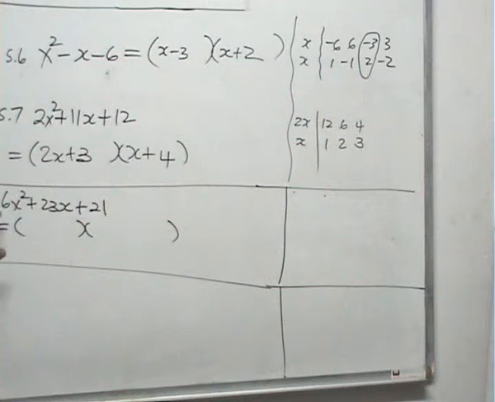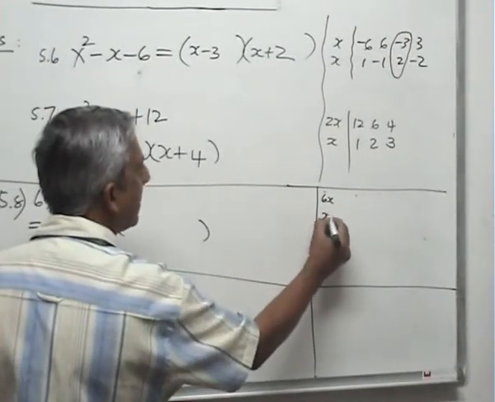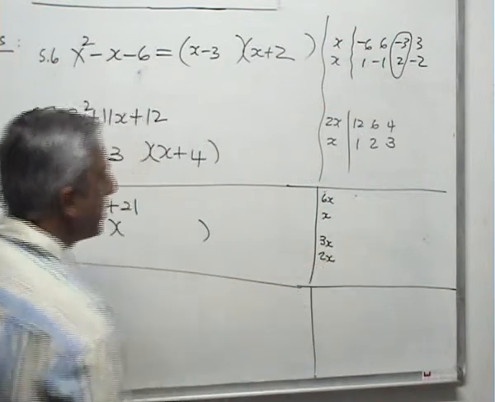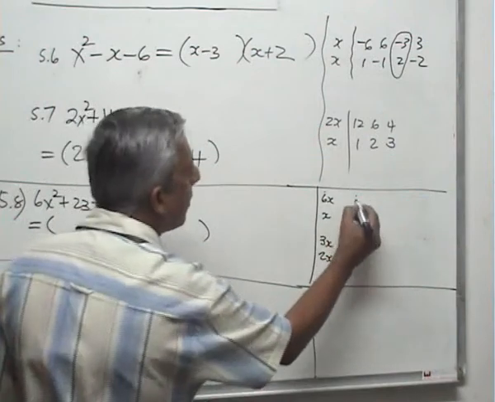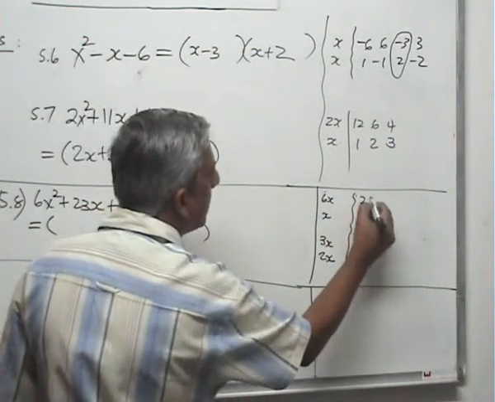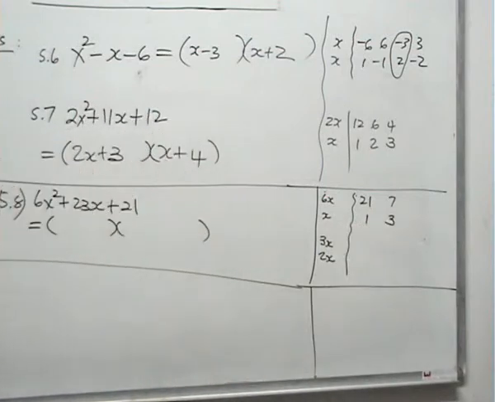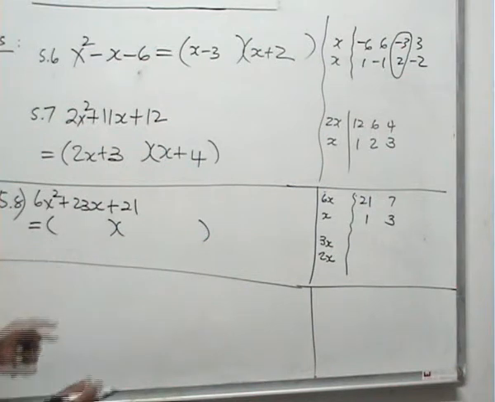you see, you got 6x here and you got 21 there. So, say for the 6x, you say, well, I can have 6x and x, or I can have 3x and 2x. I got two choices. And then for 21, I got 21 and 1, or 7 and 3. Right? Now you're looking for 23.